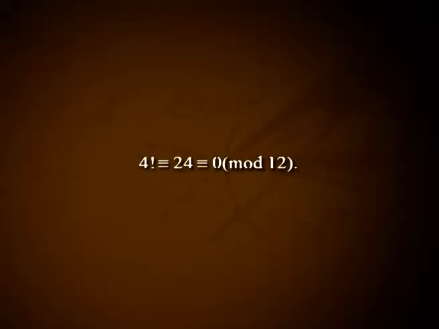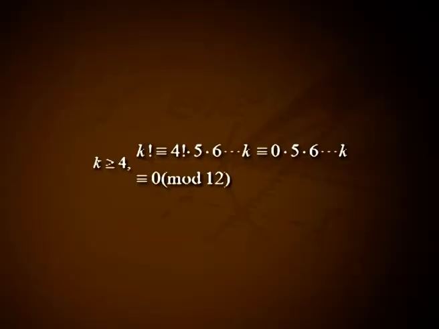plus 99 factorial plus 100 factorial by 12. Solution. We note that 4 factorial is congruent to 24, which is congruent to 0 mod 12. Thus, for k greater than or equal to 4, k factorial is congruent to 4 factorial times 5 times 6 times etc. times k, which is congruent to 0 times 5 times 6 times etc. times k, congruent to 0 mod 12.